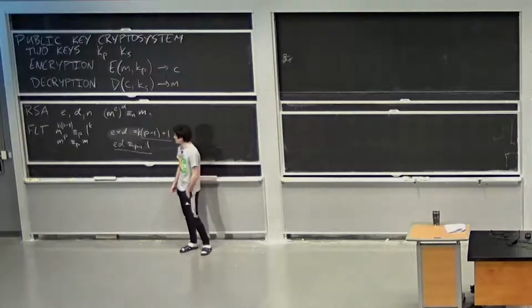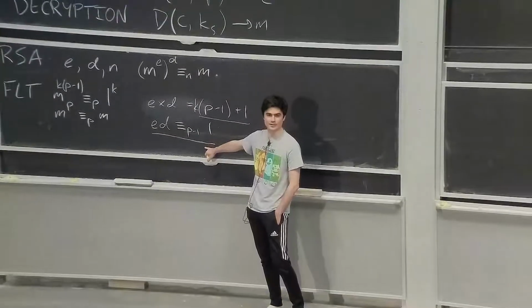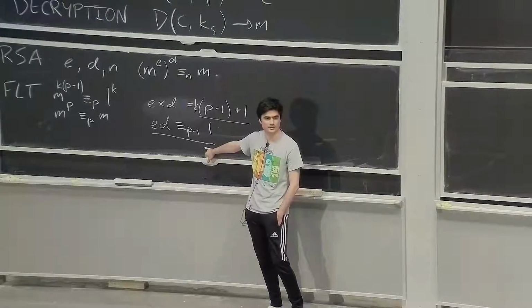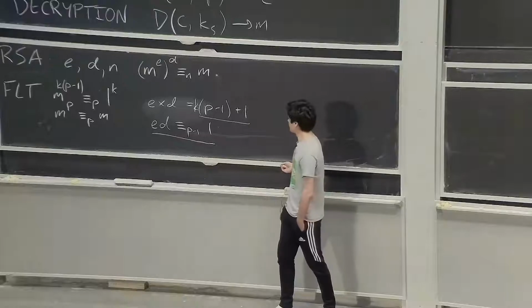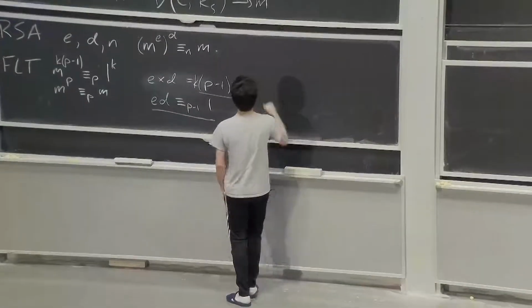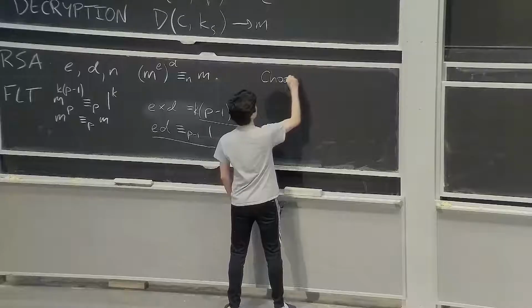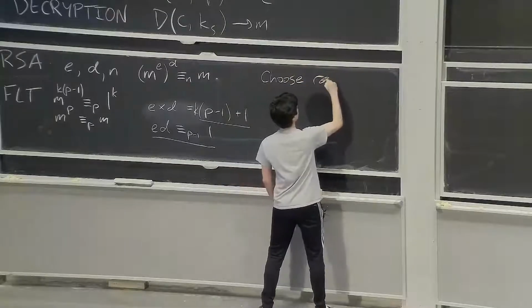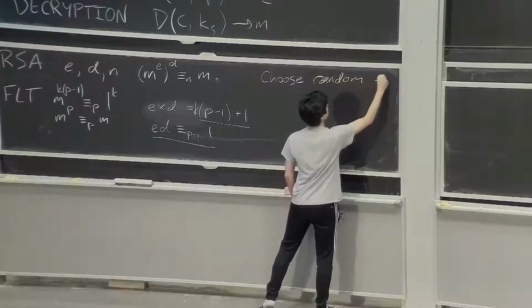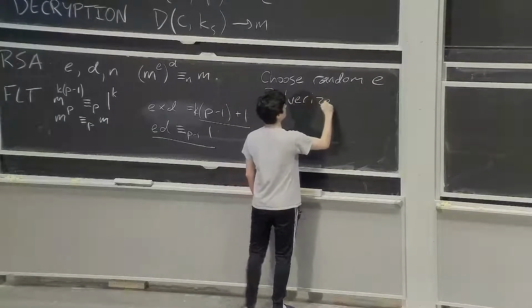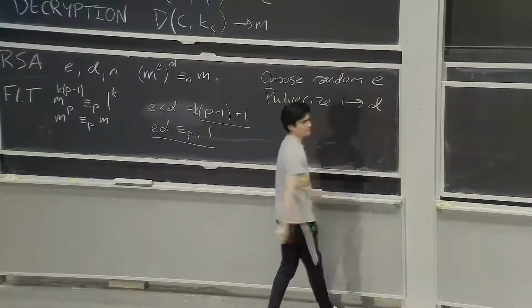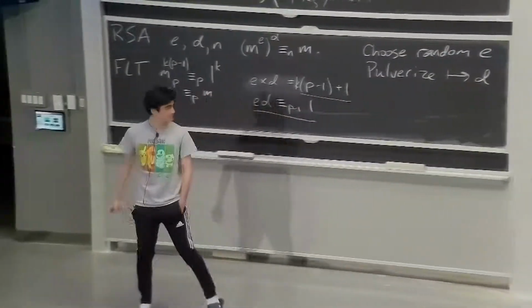So recall from Tuesday, right? This is saying that E and D are modular inverses, modulo p minus 1. Okay? How can we compute a modular inverse? Well, one way is to use the pulverizer. Okay? So if we choose E randomly, and then pulverize, this will give us D. Okay?